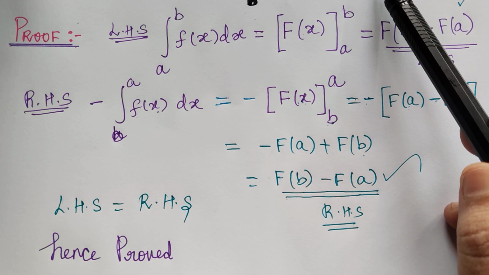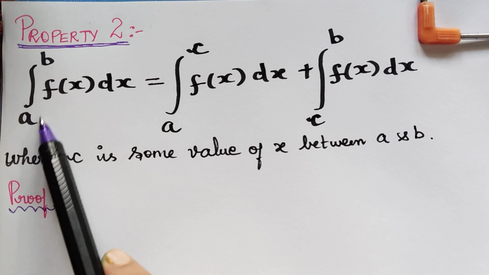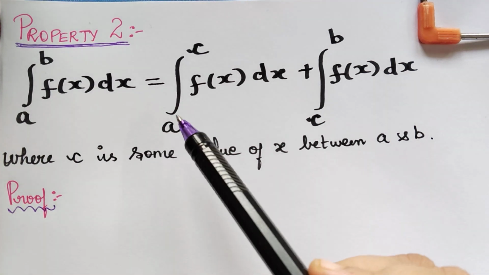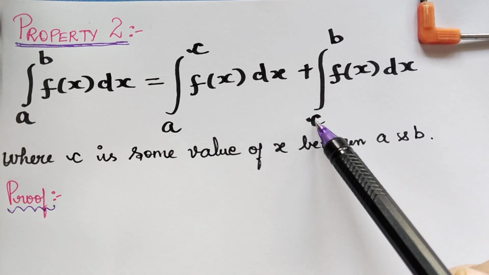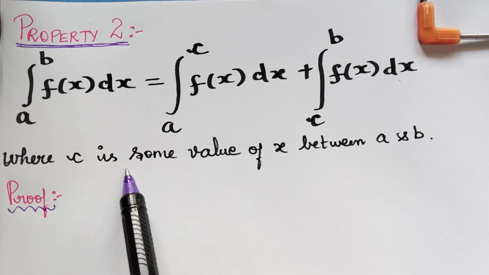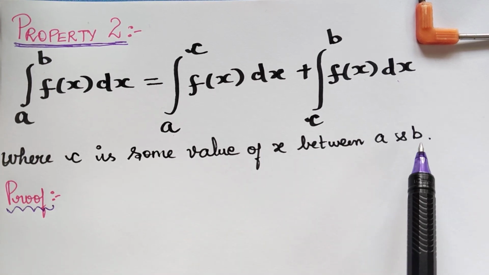Now we shall prove the second property. The property 2 says that integral a to b f of x dx is equal to integral a to c f of x dx plus integral c to b f of x dx, where c is some value of x between a and b.